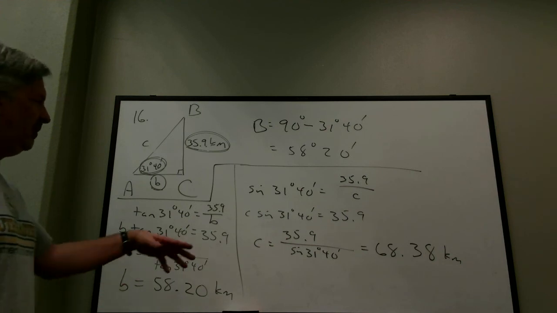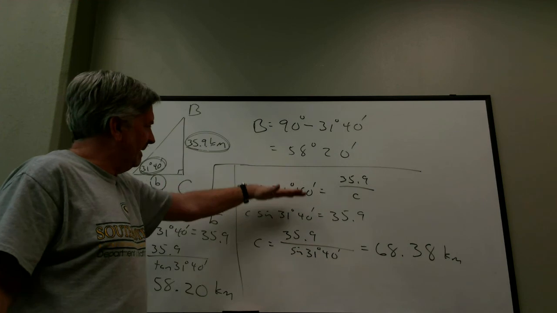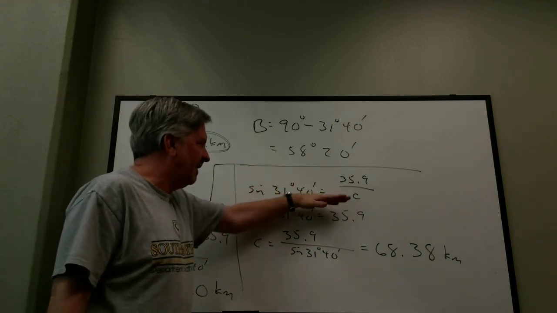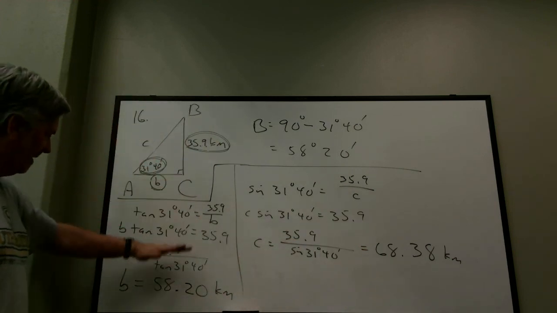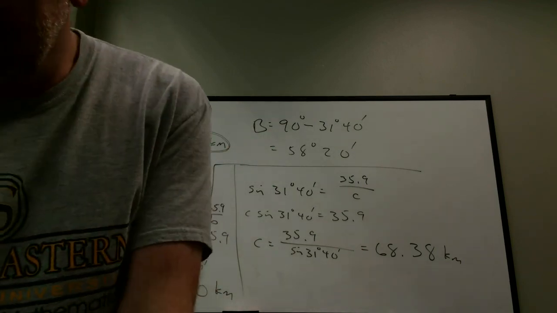So you don't have to put boxes around the answers or anything. If you are organized, granted I ran out of room, but it's clear I'm finding side C here. And notice I've labeled C equals. It's clear I'm finding side B because there's my variable B, right? And I've labeled it, and my answer's at the end, right? Same thing for B. Okay, so that's that problem.